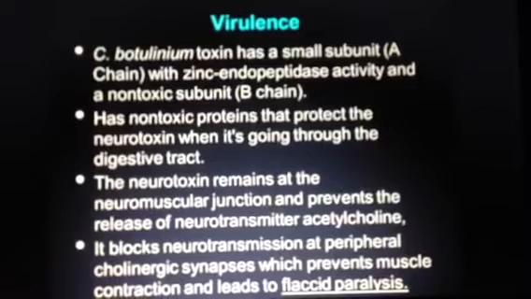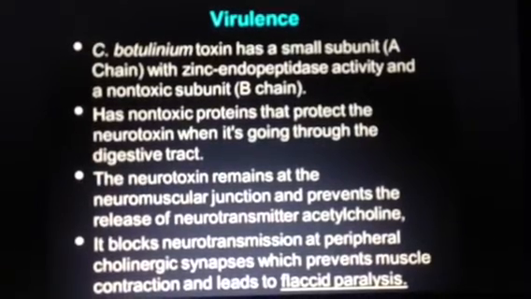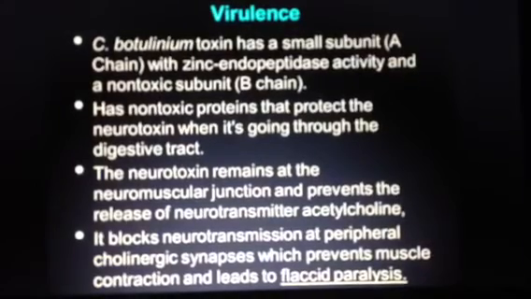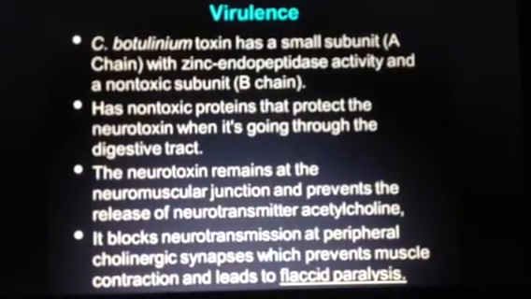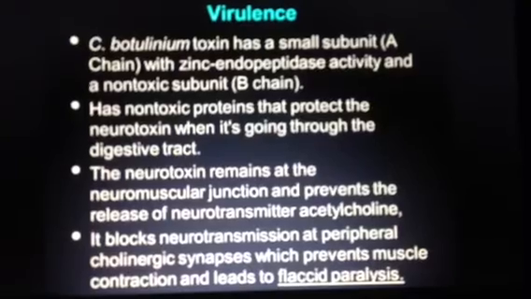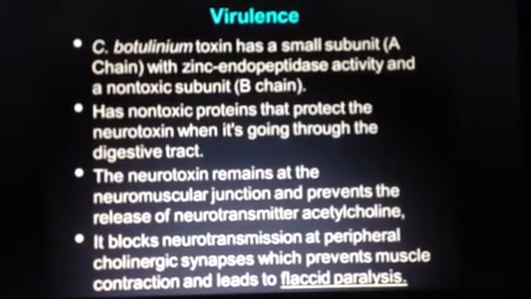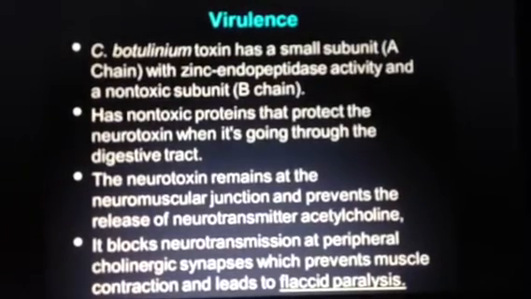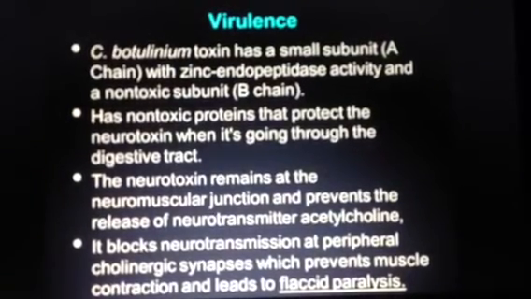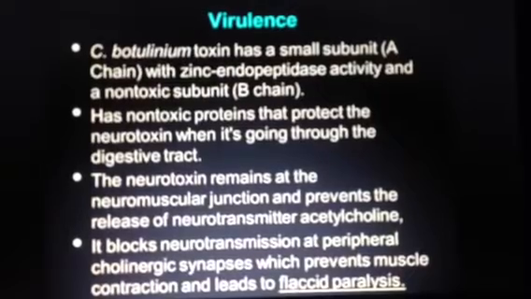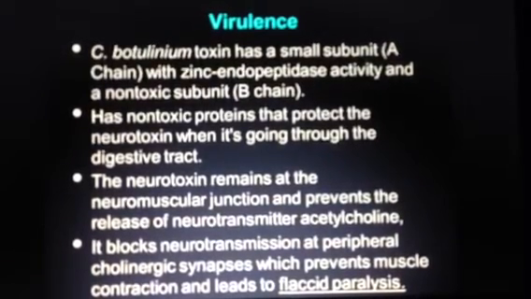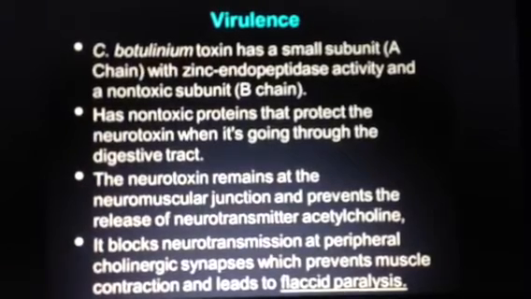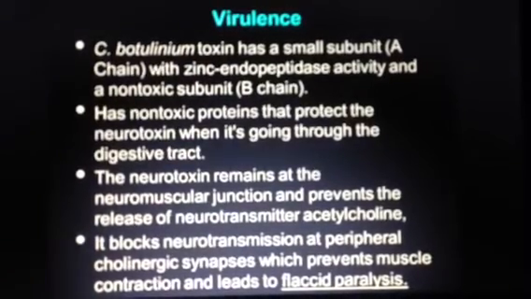Clostridium botulinum toxin has a small subunit, which is an A chain, with zinc endopeptidase activity. It also has a non-toxic subunit, which is a B chain. The non-toxic proteins that it has protect the neurotoxin when it's going through the digestive tract. This allows them to live in the digestive tract and not die.